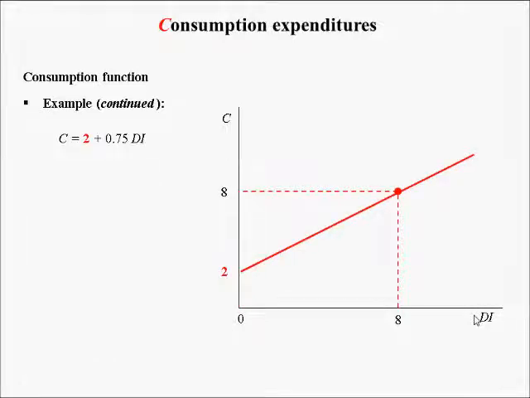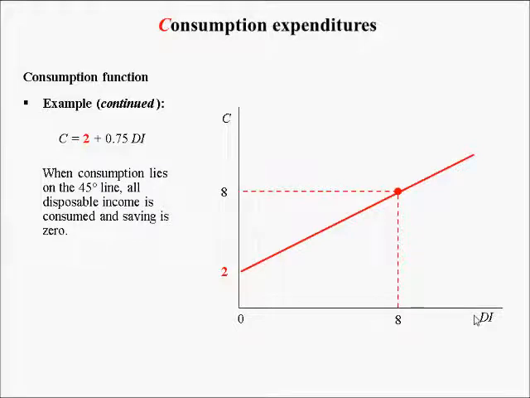Okay? So to understand saving better, we're going to draw a 45-degree line in this model. All that 45-degree line means is that if the economy is at the point where the consumption function crosses the 45-degree line, the average consumer, the typical consumer, or the consumers on average, are neither saving nor going into debt.